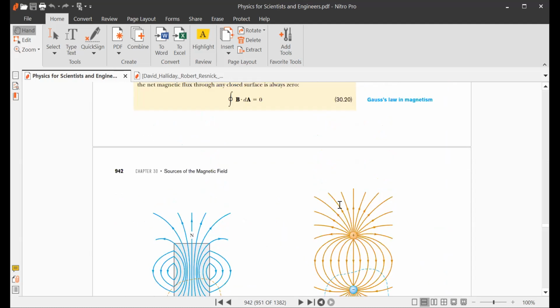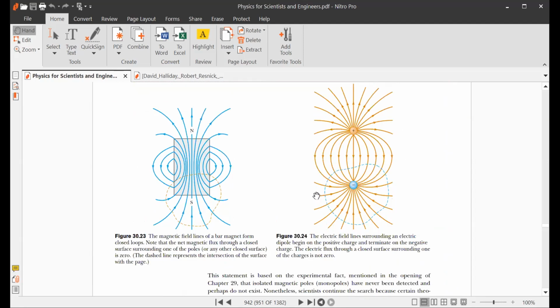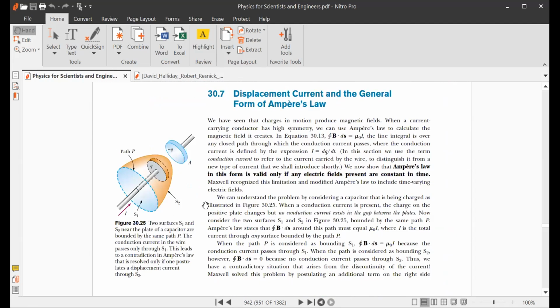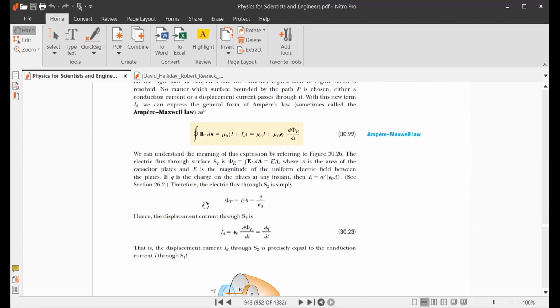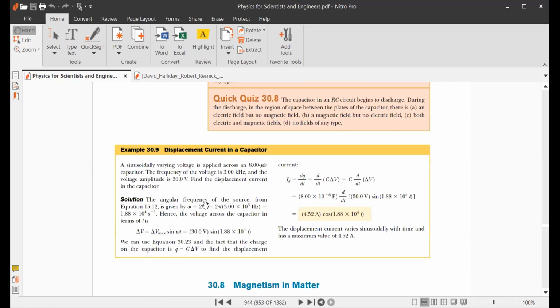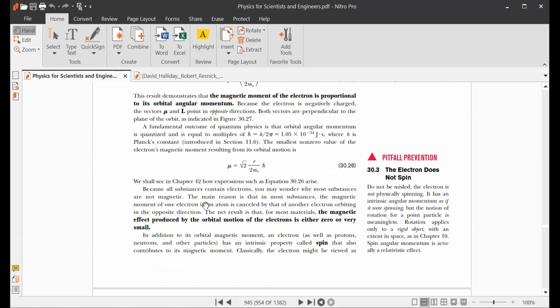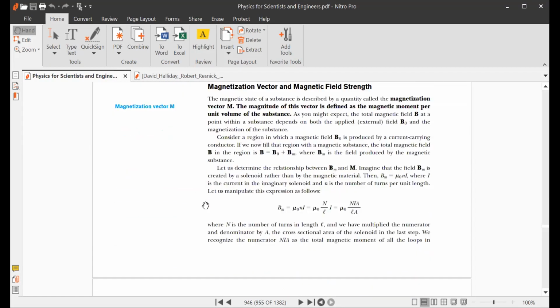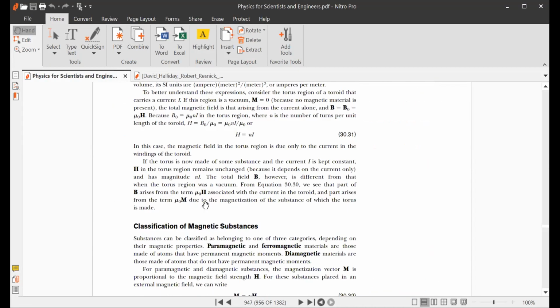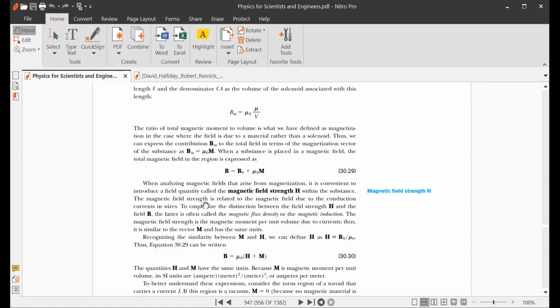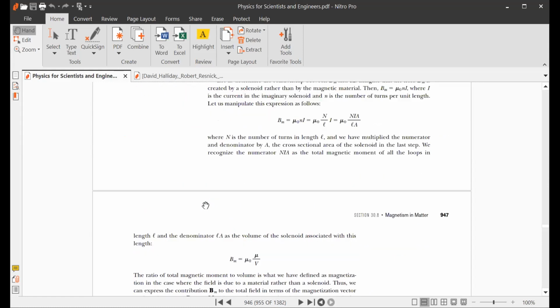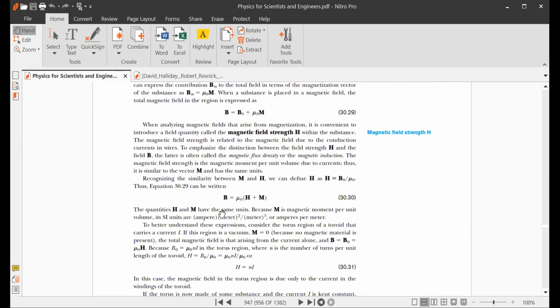This is a magnetic dipole, and this is the electric dipole. It's similar, but not the same. Basically this is outside our material. This is the magnetic field in matter, so somehow you have to modify it.